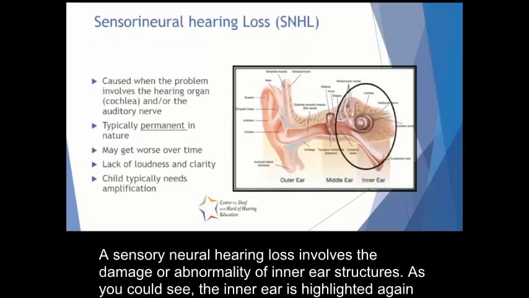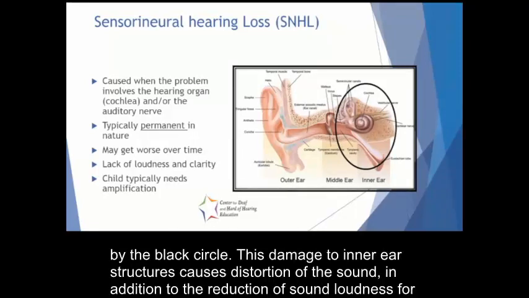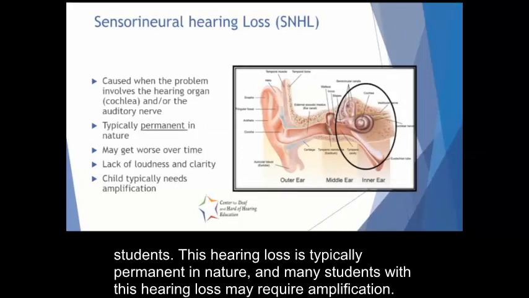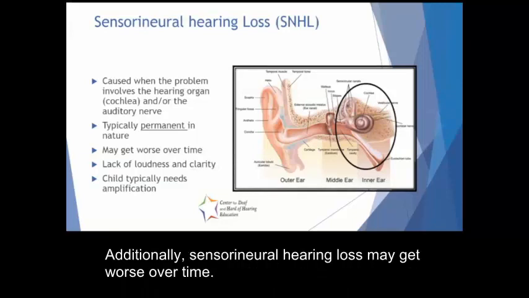A sensorineural hearing loss involves the damage or abnormality of inner ear structures. As you can see, the inner ear is highlighted again by the black circle. This damage to inner ear structures causes distortion of the sound, in addition to the reduction of sound loudness for students. This hearing loss is typically permanent in nature, and many students with this hearing loss may require amplification. Additionally, sensorineural hearing loss may get worse over time.